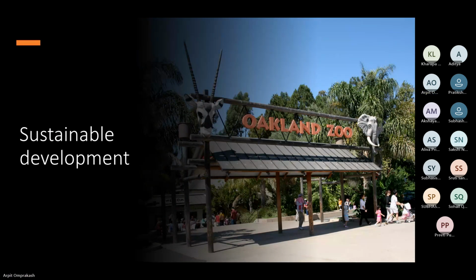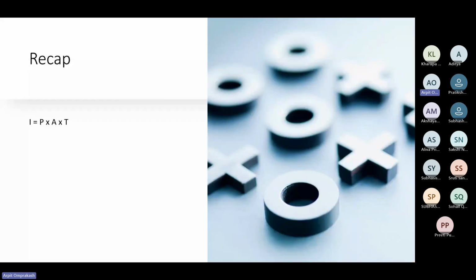So the next part was sustainable development, where, basically, as we talked before, okay, before that, does anyone have any questions?